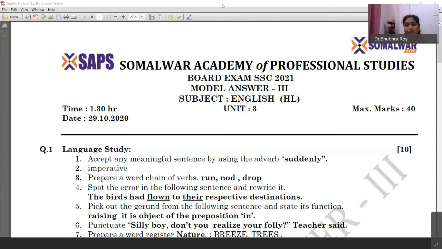So here if you see in this sentence, the sportsman believed in raising. The sportsman believed in what? You get the answer in raising. So the gerund comes after the preposition in, and therefore it is the object of the preposition in. I hope you have understood.